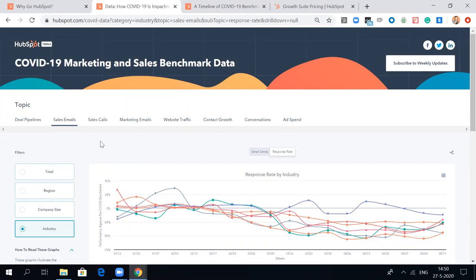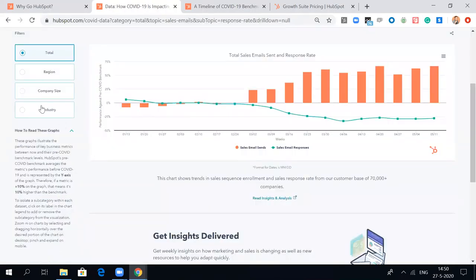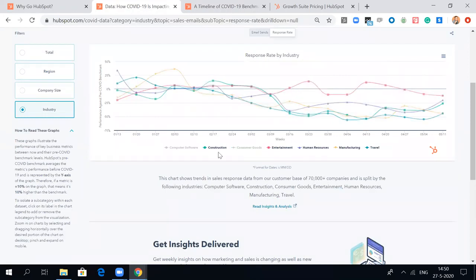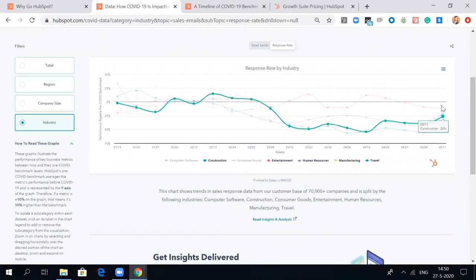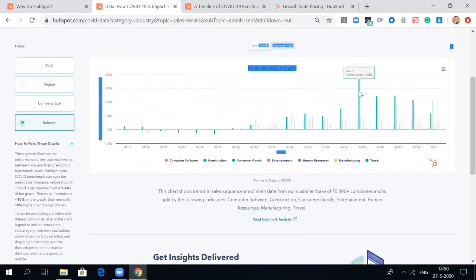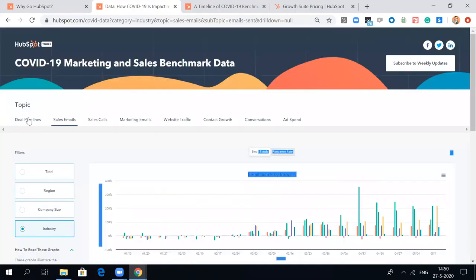Mm-hmm. So with that, this data is available, so we can actually look at making those combinations, Ian. So we could go here actually into the sales emails, having a look at the specific industry in this case. So let's say we want to pick construction and compare that data. In this case, their response rates are super low, but their email sends, as mentioned, have been super high. And compare that then to your deal pipelines here.